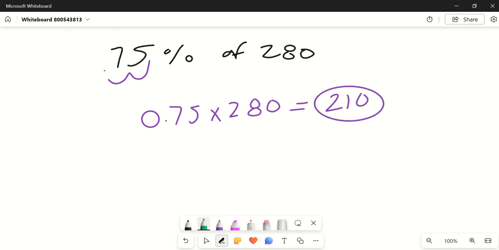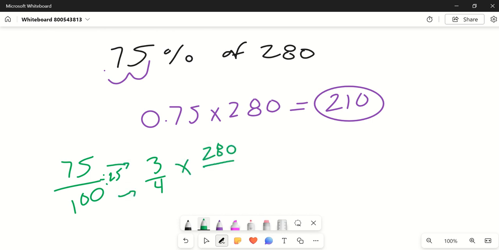Or the fraction method. Here's the thing. There are some percentages that you should know right off the bat how to write as a fraction. 75 over 100, or 75%, is going to be 3/4. If I divided these both by 25, I'd end up getting 3/4. 3/4 times 280 over 1.